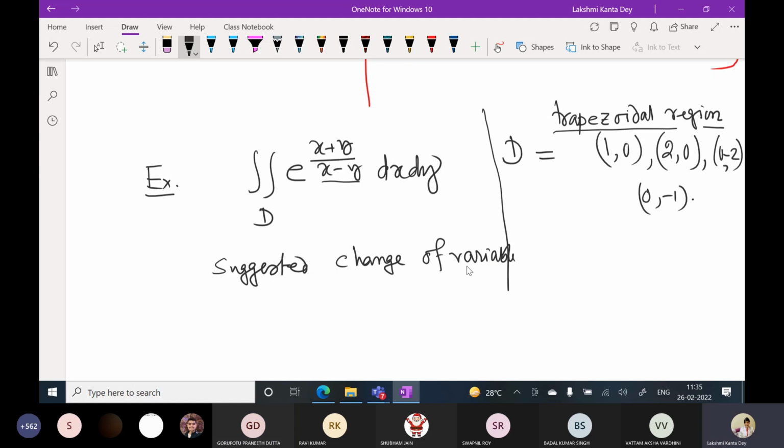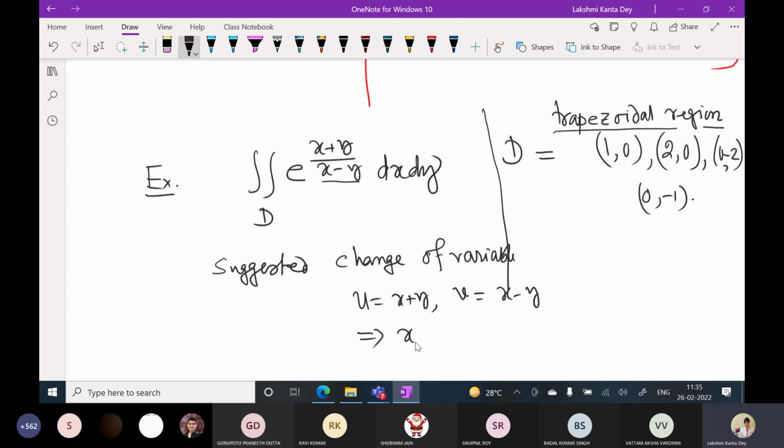So we can take u equal to x plus y and v equal to x minus y. Sir, but then e to the u by v is hard to integrate. So what happens when you take it like that? e to the u into e to the minus v. Okay, sir. Ultimately, it will be easy. You have to check it.